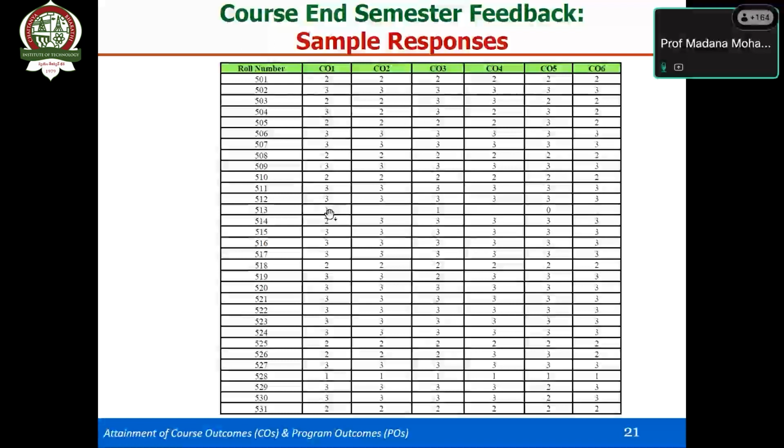For example, student 13 you can see, for CO1 he answered with level 1. CO2 he didn't attempt. CO3 level 1. Then CO5 he attempted as 0. Like that. These are all the Google form responses, as it is we have taken. Based on this, further we have to calculate the indirect attainment.